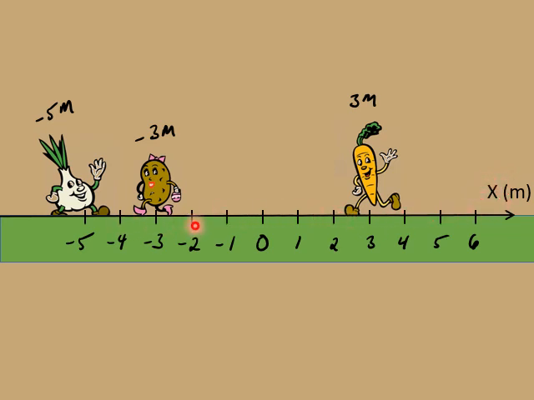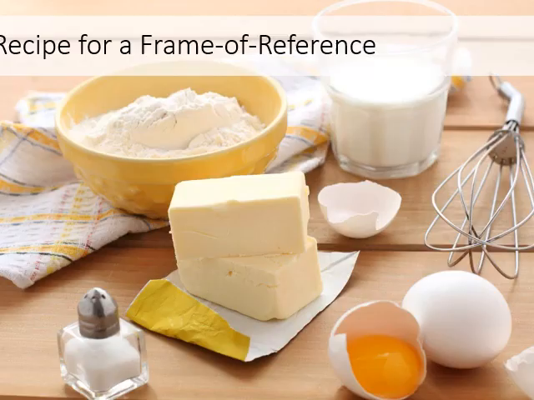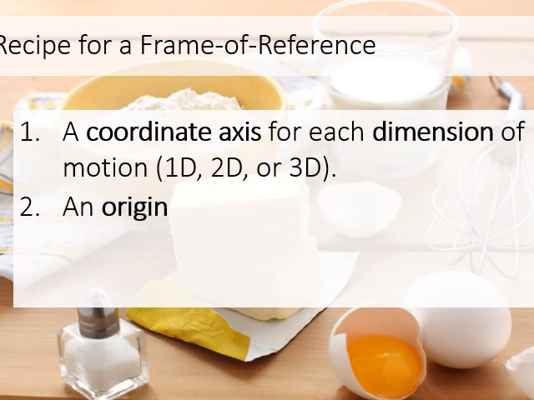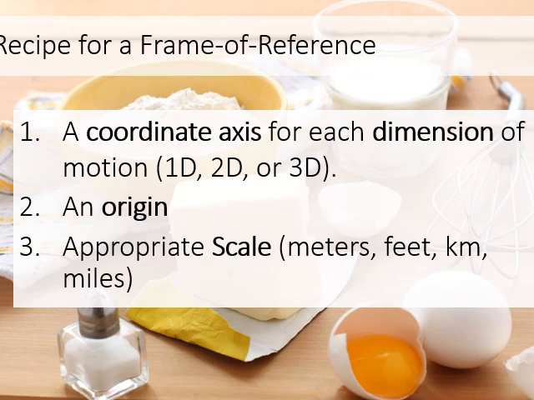Typically this one, horizontal, would be X, and then what is this, parentheses, m? That just means that these numbers represent meters. So you can see that basically if we want to track the position of an object, you need to make a frame of reference. A frame of reference will be a coordinate axis for each dimension of motion. In the case of the veggie people, they could only go in one dimension, so we only needed one coordinate axis.